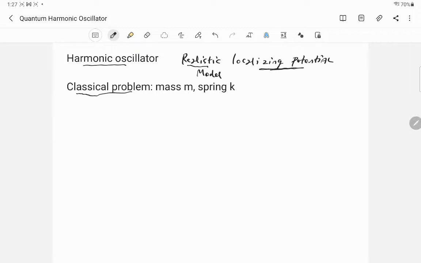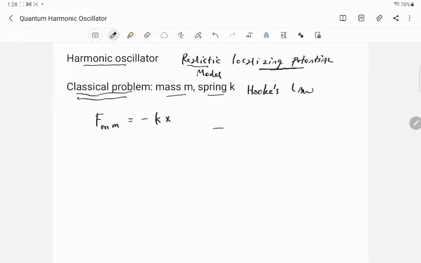So the classical problem really is a mass attached to a spring, where the mass is of mass m and the spring has constant k, and it's necessarily a Hooke's law spring. And that's the classical problem. It's not a more realistic spring, which doesn't necessarily follow Hooke's law. Hooke's law, if you recall, is there's going to be a force on the mass m, which is always in the opposite direction to how much the mass m has displaced by.